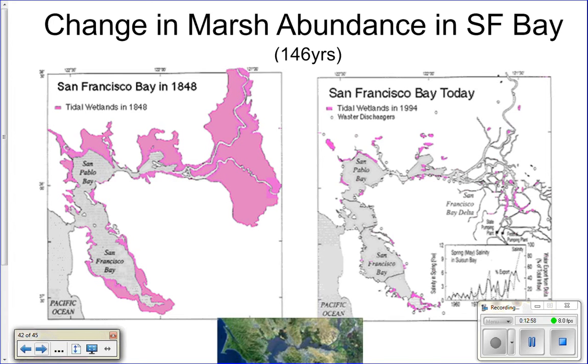So this picture is to show you the difference in marshland in San Francisco back in 1848. And the picture on the right is 1994, so it's not super accurate. It's probably less. We probably have less marshland than that picture shows. So the marshland is in pink, so you can see just how much marshland we've lost in San Francisco Bay.